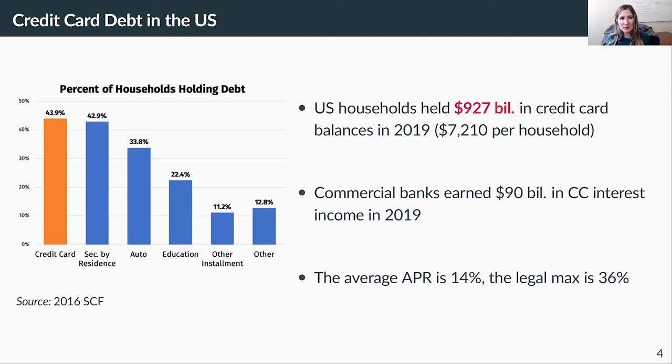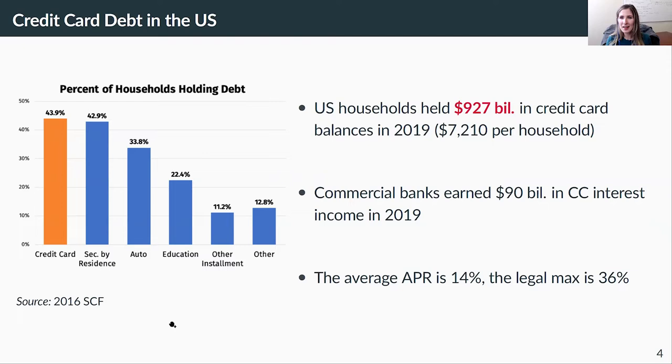The second reason we focus on credit card debt is that it is a really important piece of households' total borrowing. For example, in 2016, according to the SCF, credit card debt actually became the most ubiquitous form of debt, with more households having credit card debt than households having debt that was secured by a primary residence. And in terms of overall ubiquity in the population, it beats out auto loans, education loans, other installment loans, and other real estate related loans as well.